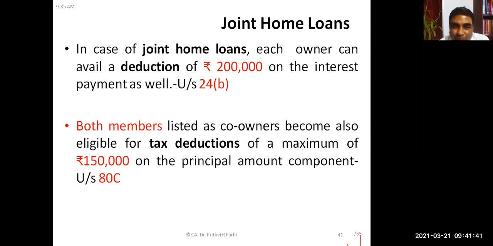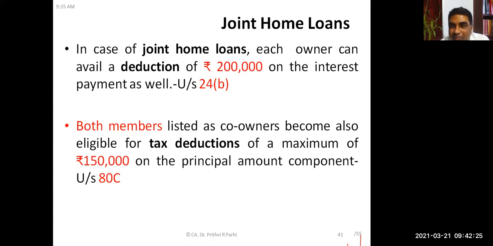And in case of joint property also, both the members who are listed as co-owners are eligible for tax deduction of rupees 1,50,000 on the principal amount. If principal amount is paid on the housing loan, each member can claim up to 1,50,000. Both members can claim. So these are the advantages of joint ownership. Individually, each owner can avail the benefit of interest. Each member can also avail the benefit of principal payment under 80C.